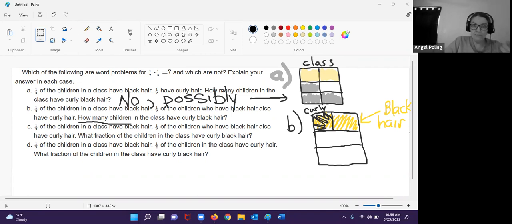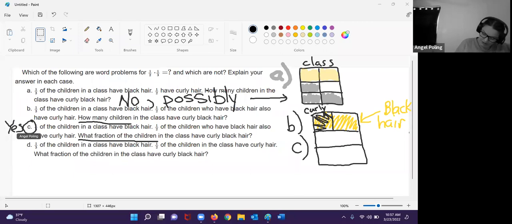So looking at part C, sorry, 1/3 of the children in a class have black hair. Check, check. Image for B. 1/2 of the children who have black hair also have curly hair. Same image. So C and B both have this image. But this time around, they're asking us what fraction of the children in the class have curly black hair. This one's finally a yes.